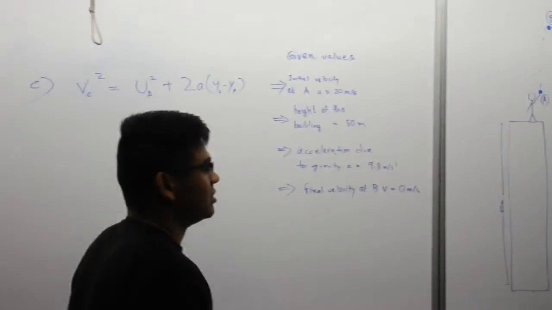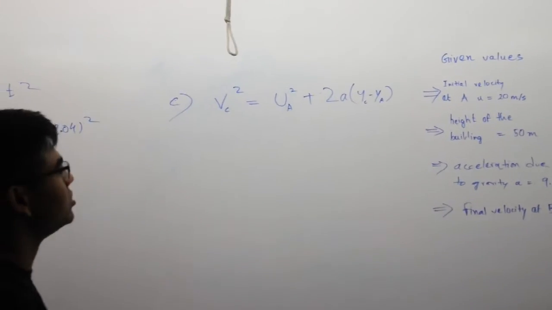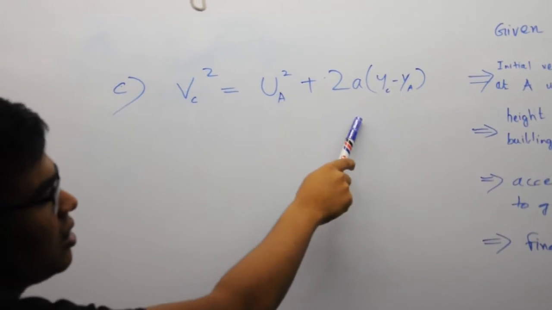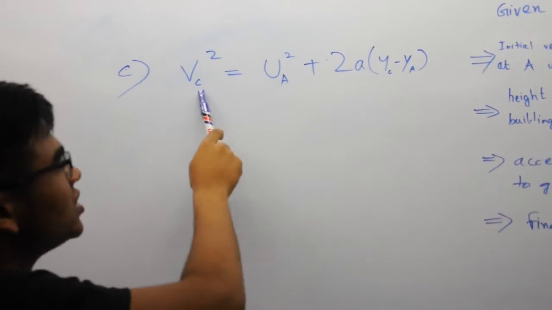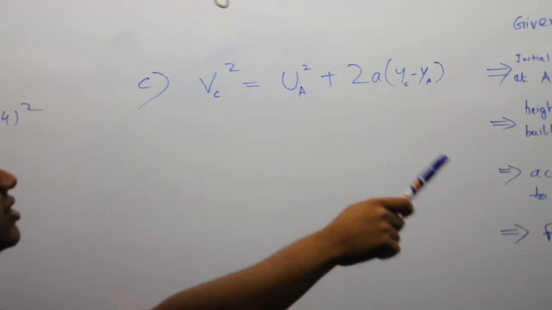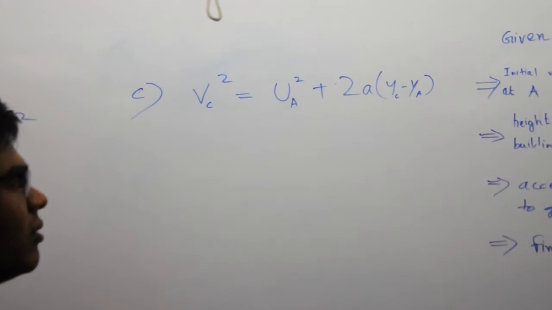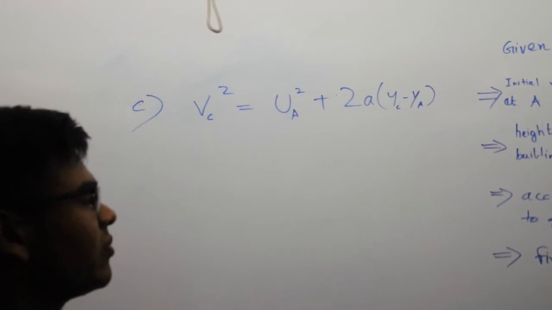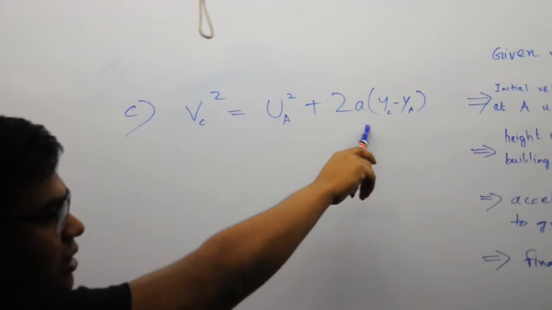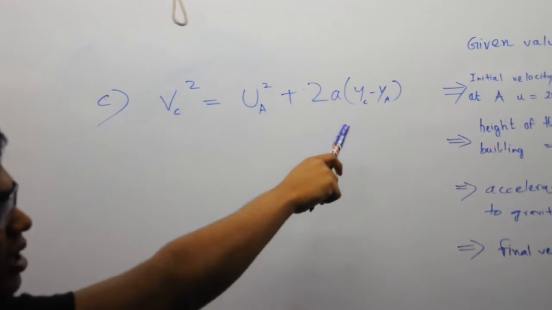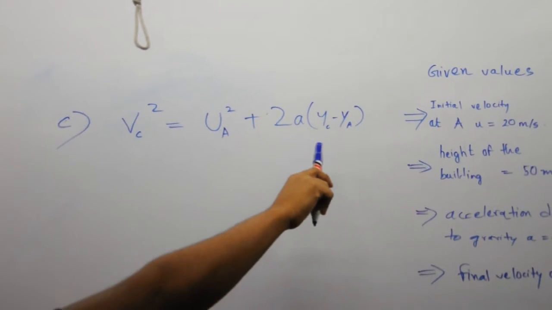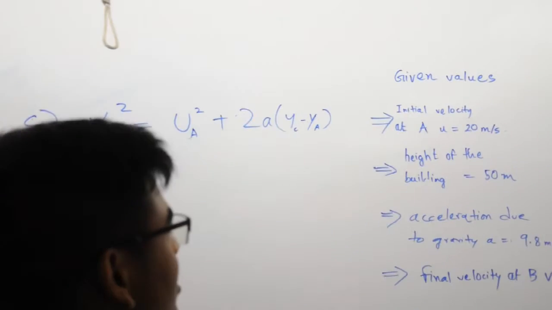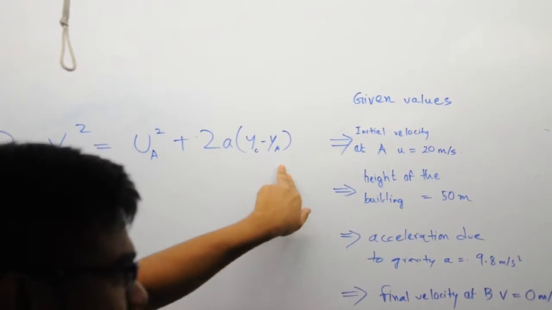So in this problem, we are going to use this formula: Vc squared equals UA squared plus 2A times (YC minus YA). Vc squared is the velocity at the final position, which is at C. Then UA squared is the velocity at position A, which is the initial velocity. Then A is the acceleration due to gravity, minus 9.8 meters per second squared. Then YC is the displacement at position C, and YA is the displacement at position A.